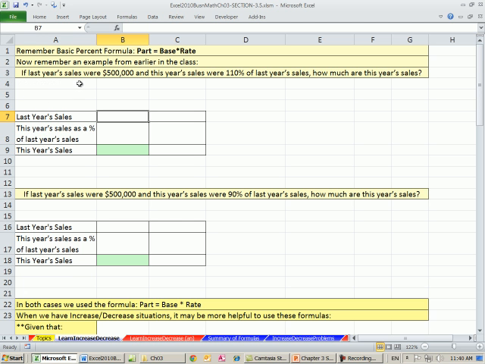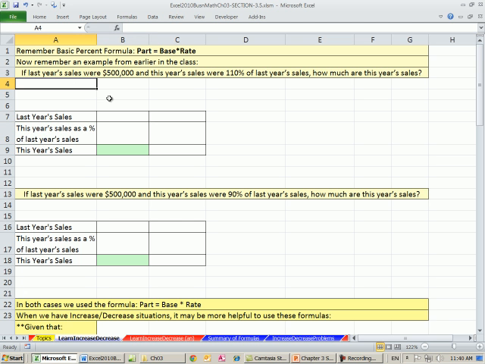If last year's sales were 500,000 and this year's sales were 110% of last year's sales, how much are this year's sales? Now, we already did this one problem using this formula right here. But now we're going to look at this from the point of view of an increase or decrease problem. Because the rate is greater than 100%, we know it's going to be an increase problem. Now let's break this down.